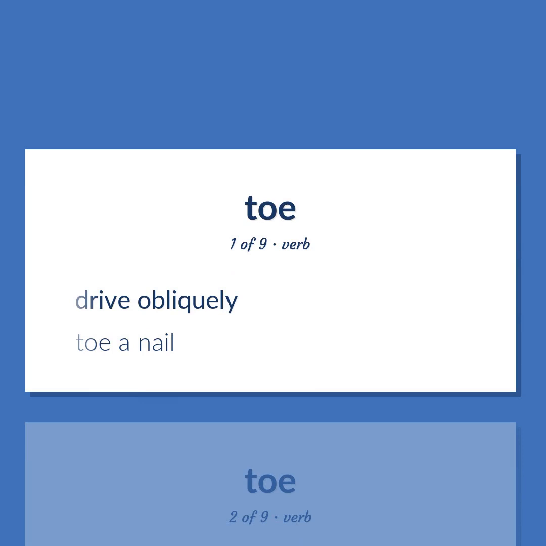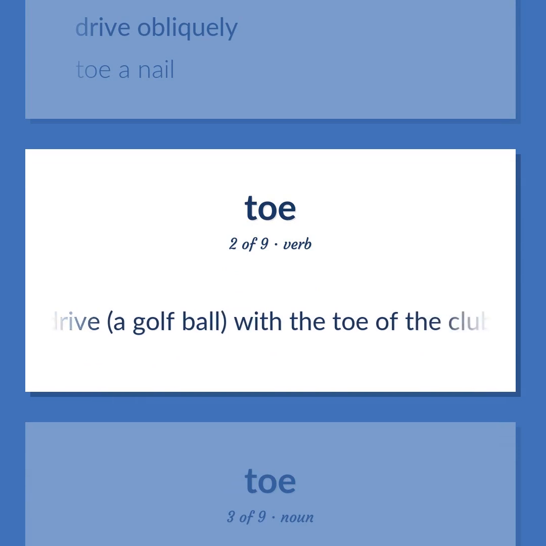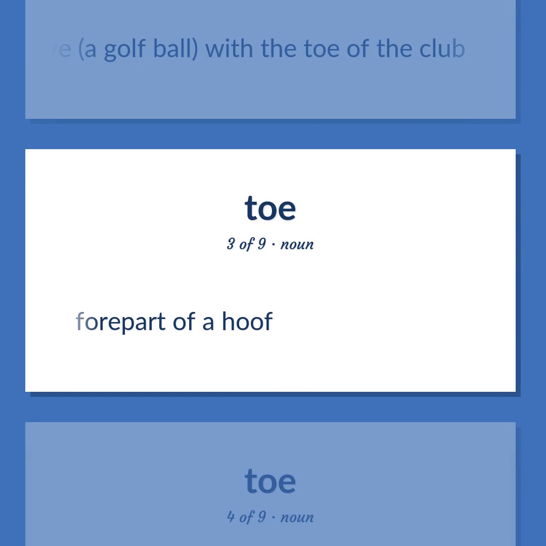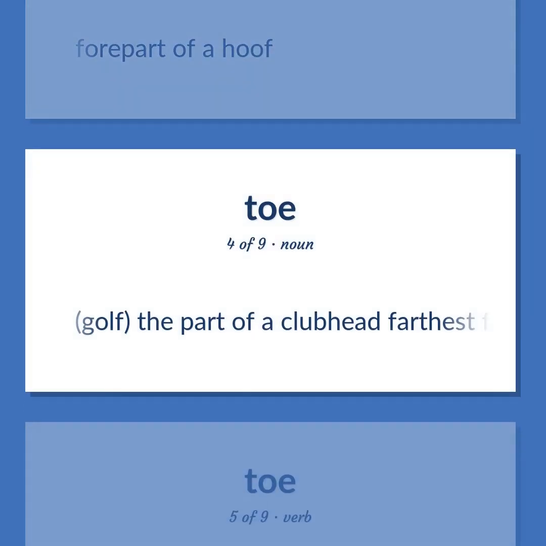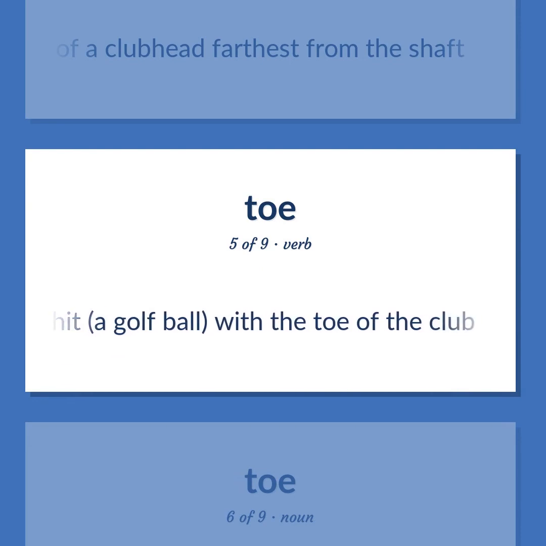Drive obliquely. Toe and nail. Drive a golf ball with the toe of the club. Forepart of a hoof. Golf, the part of a club head farthest from the shaft. Hit a golf ball with the toe of the club.